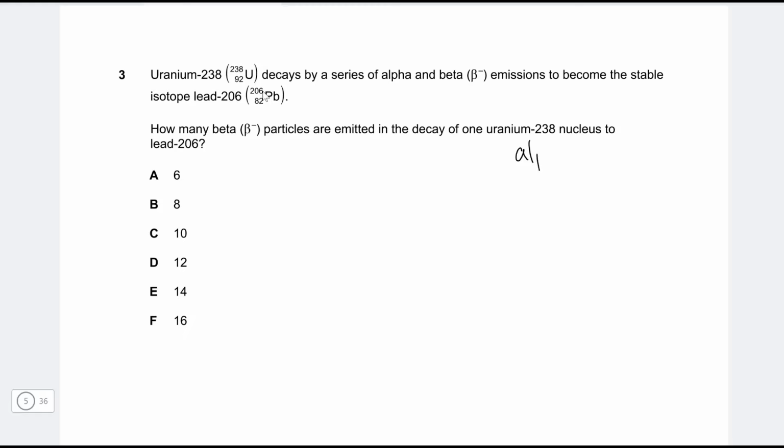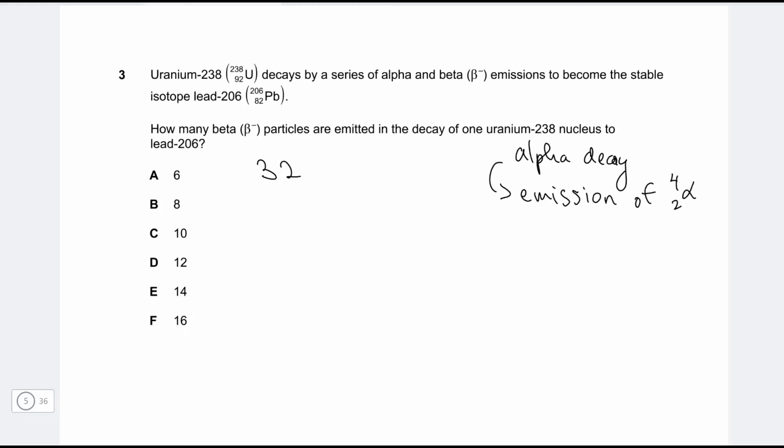Every time we have alpha decay, we actually have an emission of an alpha particle, which is just a helium nucleus with 2 protons and 2 neutrons, so overall 4 nucleons up here. If we've gone from 238 to 206, that's a difference of 32, isn't it? So that will be a difference of 32 nucleons.